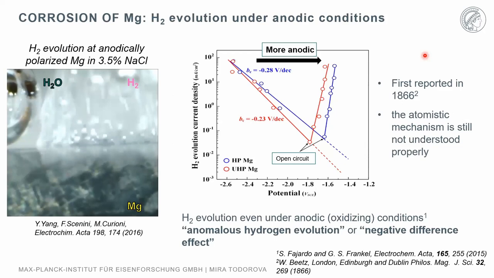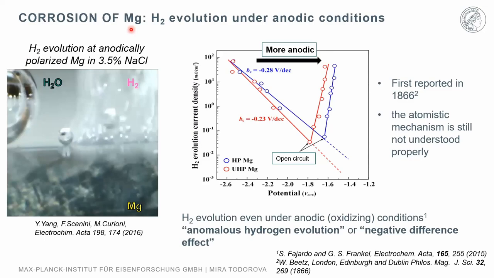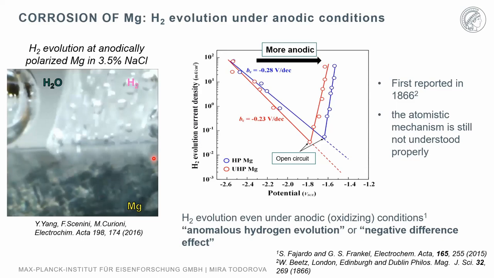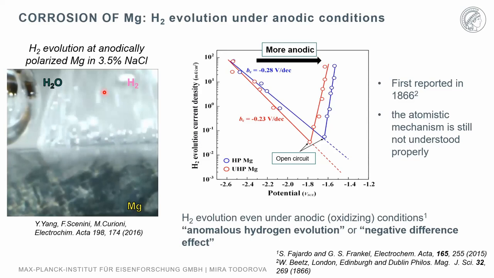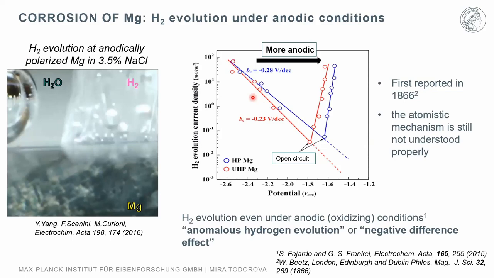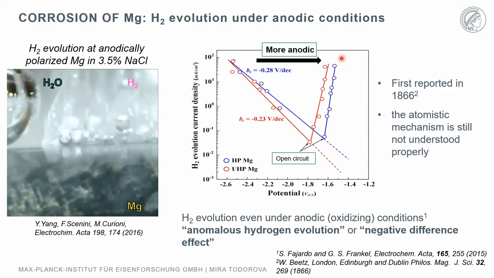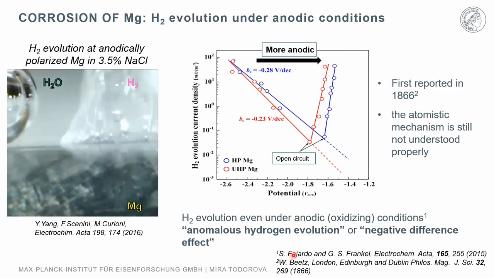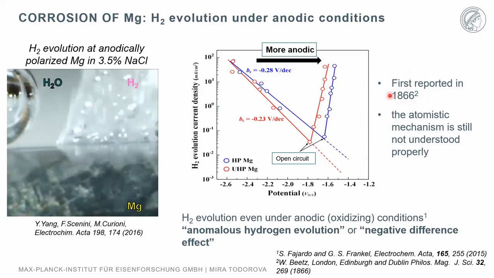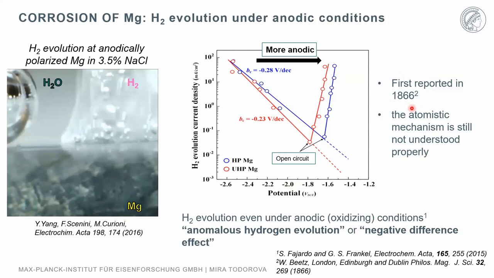And there is a very interesting effect. What you see here is anodically polarized magnesium, which means that the magnesium metal is made more positive. And there is a very violent hydrogen evolution reaction, which goes hand in hand with an increased corrosion rate. These are the cathodic conditions, where one would expect the hydrogen evolution reaction to occur because it would consume electrons. At anodic conditions, it is not expected to be a dominant reaction, so it is often referred to as anomalous hydrogen evolution. This was first reported in 1866, but up to now the atomistic mechanism, really why it is happening, is not understood.